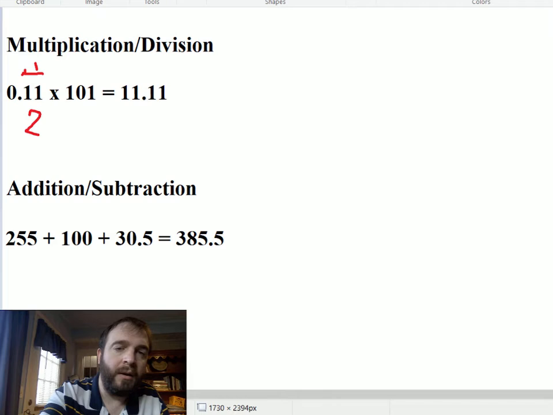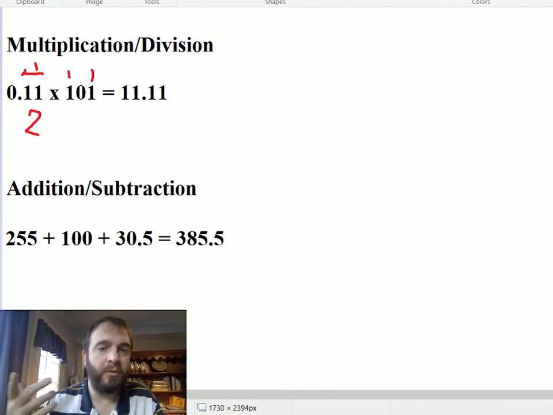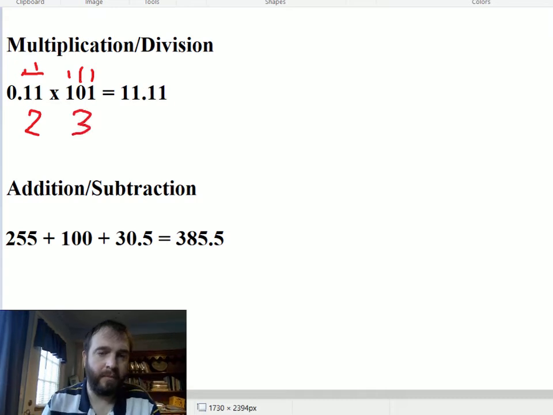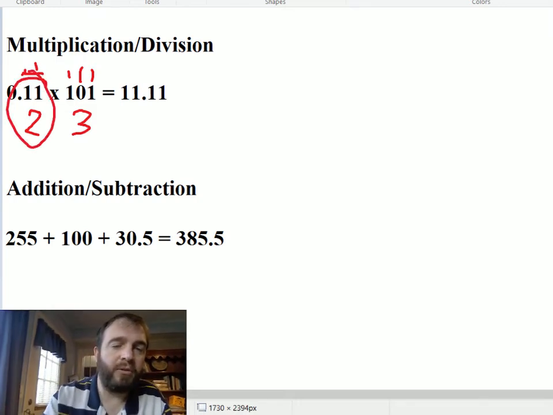Starting with 101, this is significant, this is significant. That's the end of the first one. For the second, anything in between that? Yes, this 0 is. Is there a decimal? There is not, so we just go with 3. In multiplication and division, you're looking for the smaller of these two numbers. So which of these numbers has the least amount of significant figures? The answer is this one right here, because 2 is much smaller than 3.